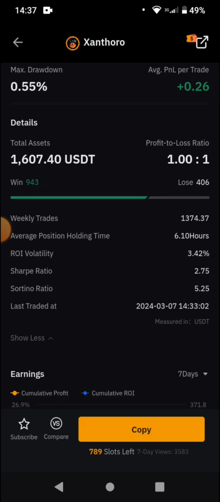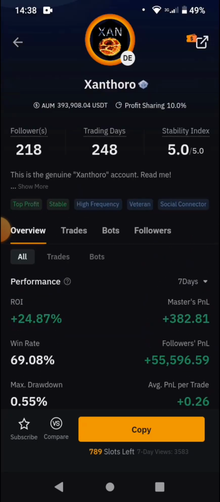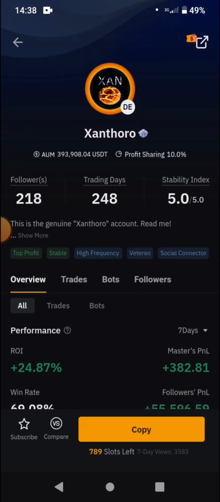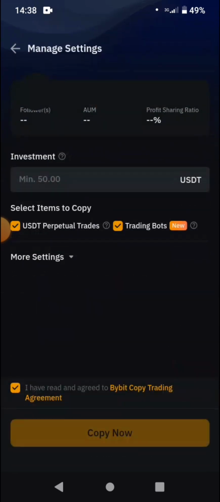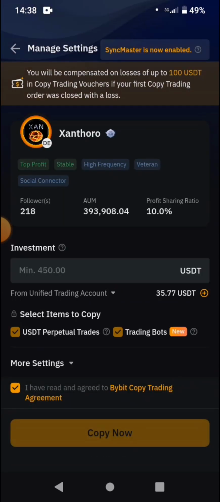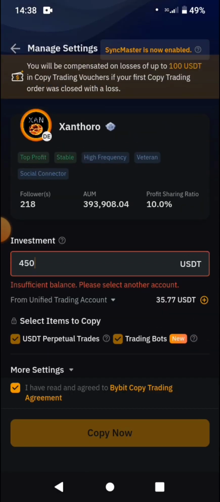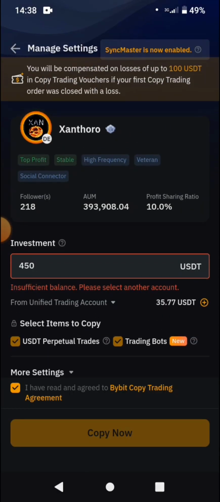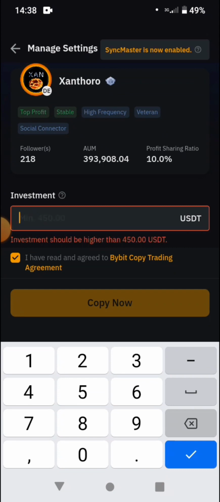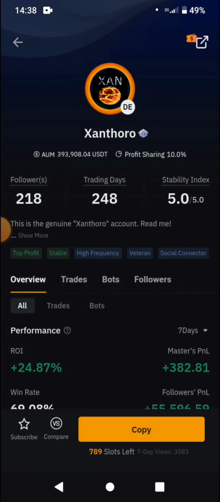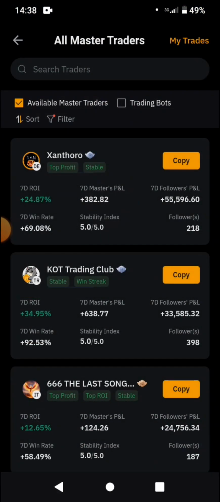So you can just look at all these ones, and let's say his assets under management are 398,908.4 USDT. So this one is also good. If you want to copy, you copy. For this one, the minimum amount is 450 USDT. Okay, so if you have the money, you just enter 450 USDT here, and you are good to go. All right, just enter, and you press copy, and that's basically what you need to do.